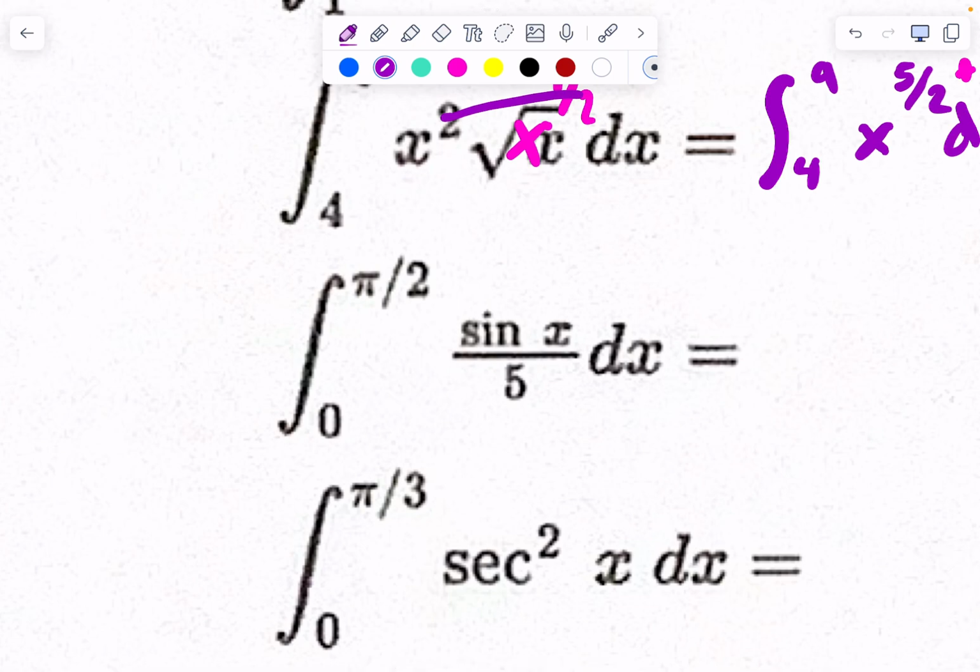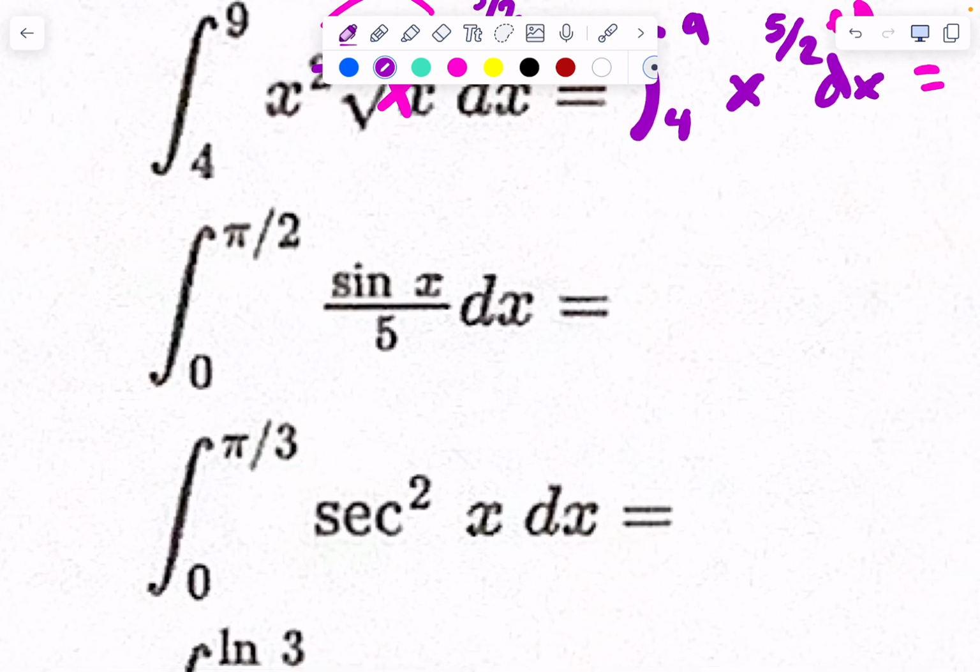Okay, what do we do with this one? Sine of x over 5. What do we do here? What do we do with sine of x over 5?